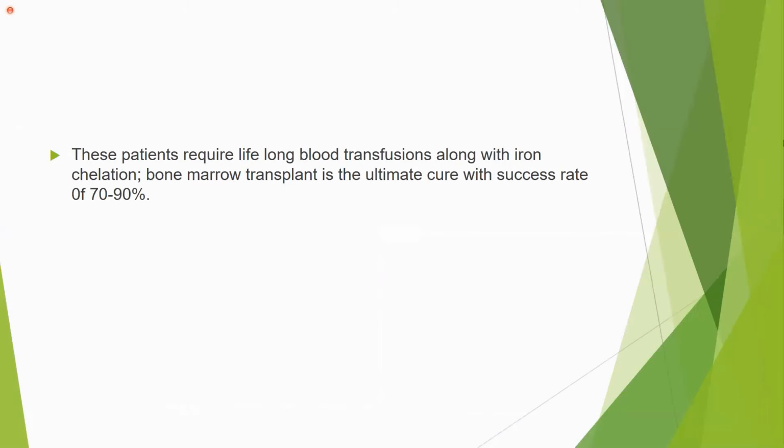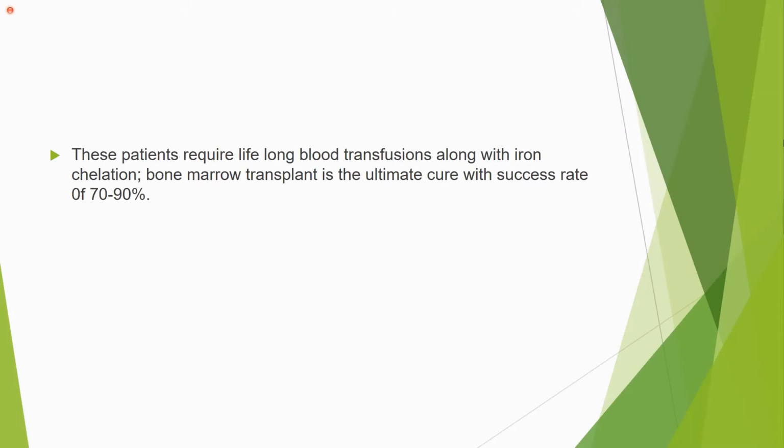And these patients require lifelong blood transfusions along with iron chelation. Bone marrow transplant is the ultimate cure with a success rate of 70 to 90%. So the treatment of thalassemia major is the lifelong blood transfusions along with iron chelation. This is actually not the treatment. This comes under the supportive care.